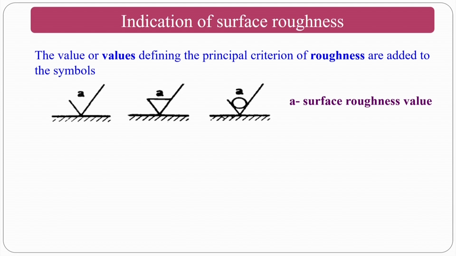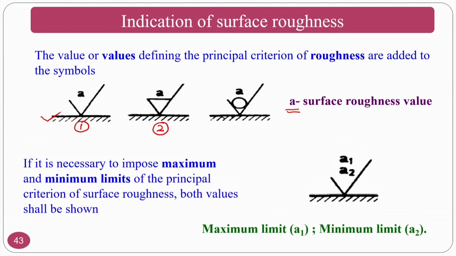Okay, how are you going to represent the values? A represents the surface roughness value. The basic symbol with A means this is the surface roughness that I want, and you can use whatever process you want. In the second one, I want the surface roughness to be achieved by a machining operation. In the third one, you have to get the surface roughness not by a machining process; you use any other process.